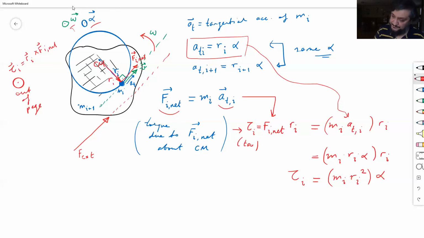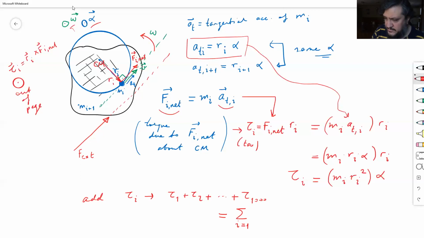So if they share the same alpha, when we add these up, add all of them. Okay, so 1, 2, all these Lego pieces, 1,000 of them, or any number, okay? I mean, if you don't want to work with Legos, think about all the molecules, atoms, all the protons, okay? Billions of them. Add them up. Add the torque, use a summation symbol from 1 to a large number.